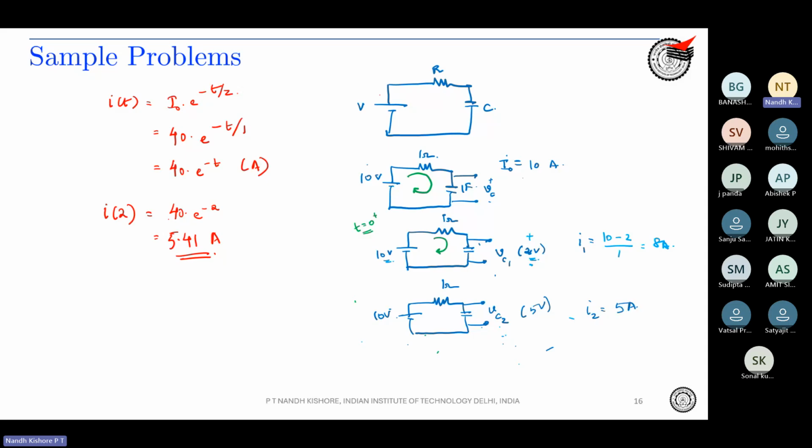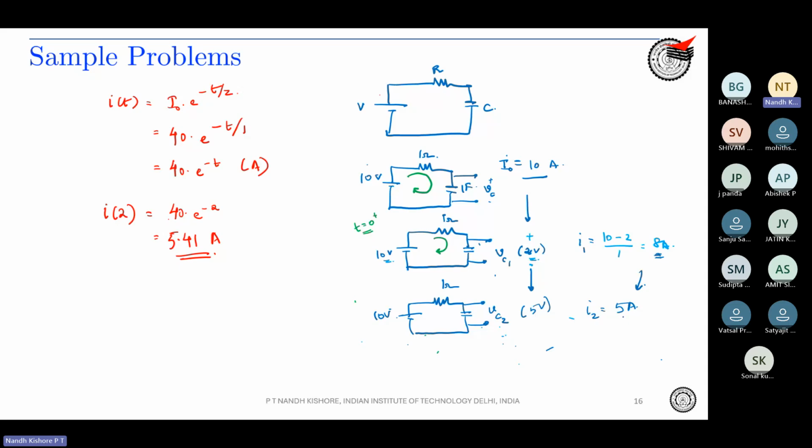Initially there was 10 ampere current, then the capacitor charges up, so the current becomes lesser. Then the capacitor continues to charge up, and the current becomes lesser still. Okay, so now you understand, right? As time goes on and the capacitor continues to charge up more and more, the charging current is reducing: 10 ampere, 8 ampere, 5 ampere.